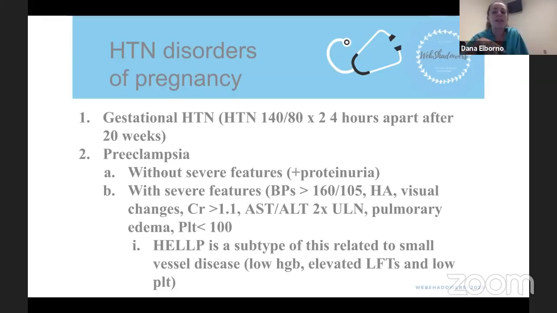HELLP syndrome is a severe subtype of preeclampsia with severe features, where you have both low hemoglobin and low platelets because of the mechanism that I just described, and you also have elevated liver function studies. We say that this is a more severe type of preeclampsia with severe features because it's associated with higher risk for stillbirth and neonatal morbidity, as well as maternal mortality.